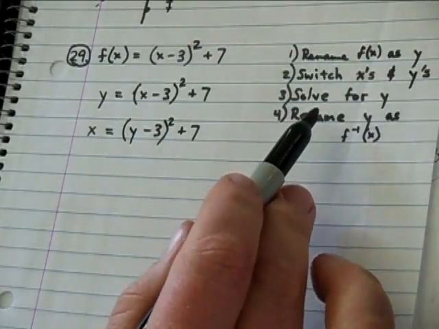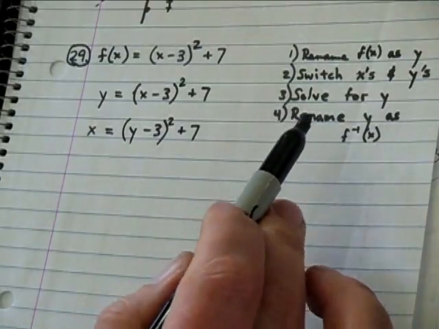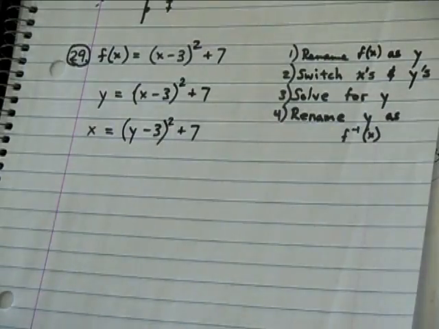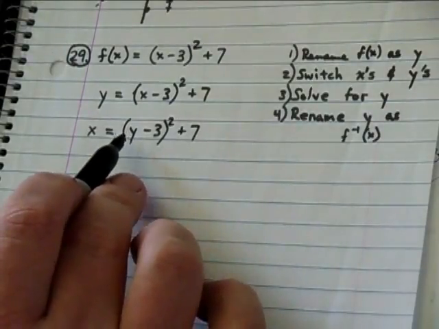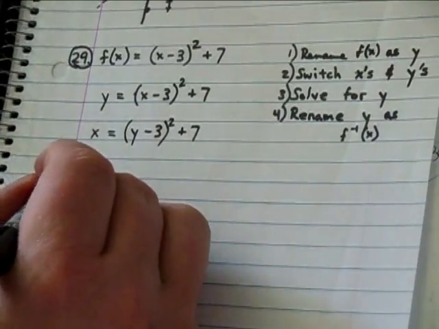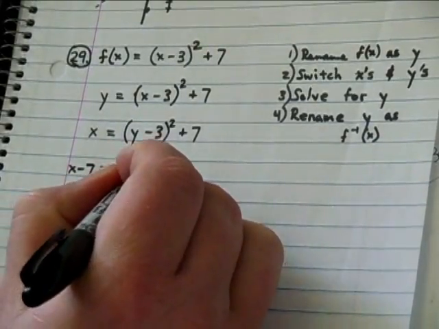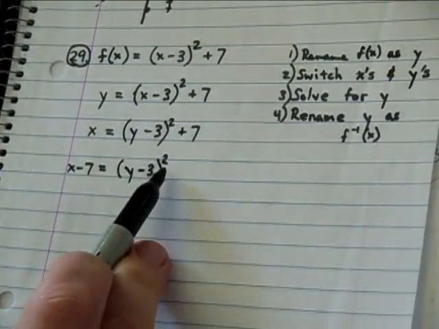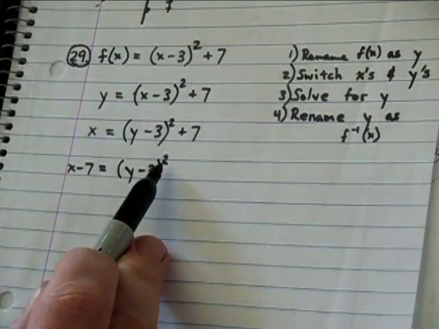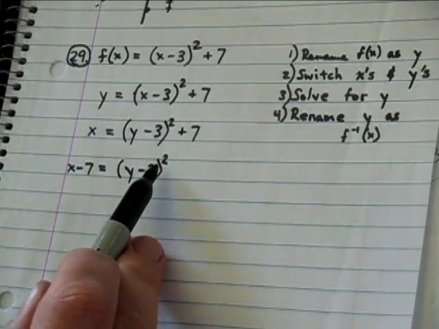And then the third step, the one that is usually the most time consuming, is to solve for the letter y. Alright, so I want to get to this y. I need to subtract 7 from both sides. Next, to get rid of the square, I would have to take the square root of both sides of this equation.